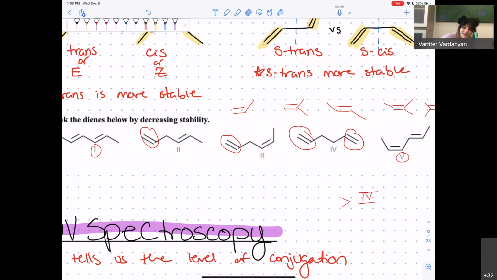Between 2 and 3, they each have one monosubstituted and one disubstituted double bond. But if we look at the double bond, this guy has 2 groups pointing opposite directions. This one has 2 groups pointing the same direction. This one is going to be E. This one is going to be Z. That is a really weird looking Z, but just vibe with it. E is more stable than Z, so the order goes 2 and then 3.